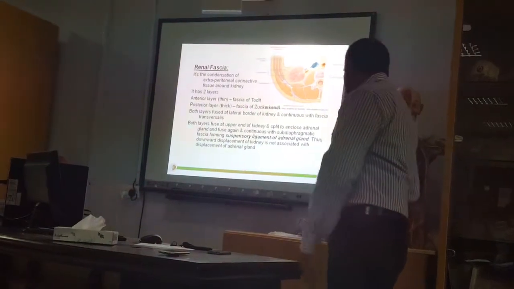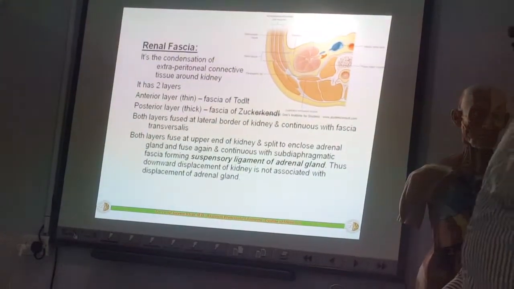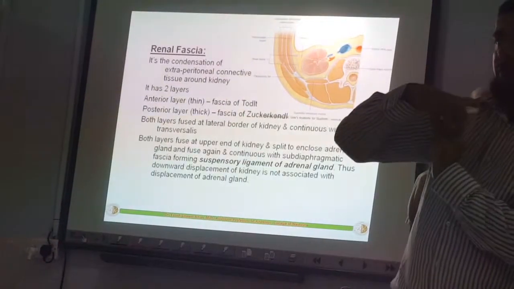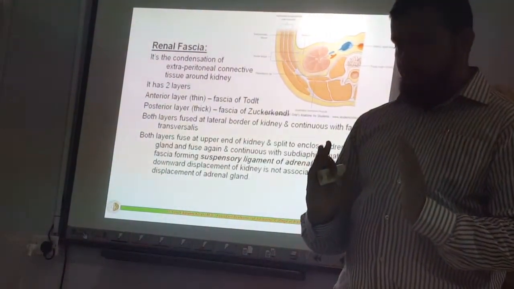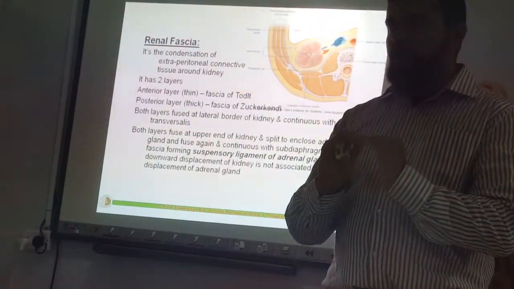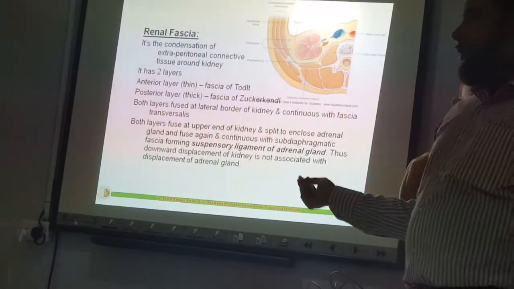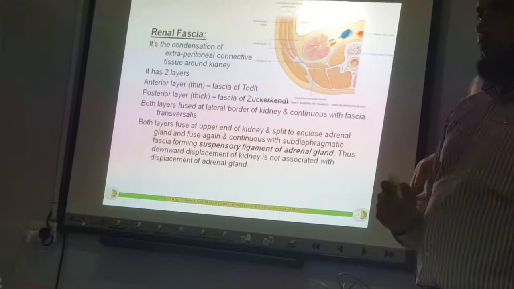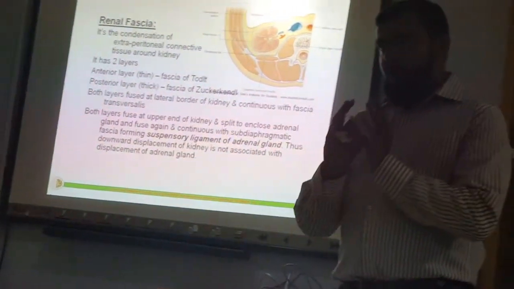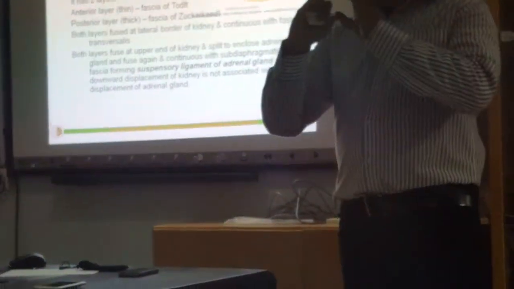The upper end is important because they form a ligament called the suspensory ligament of the adrenal gland. On the upper pole of the kidney there is the suprarenal gland. The two layers go and join at the upper pole between the suprarenal gland and the kidney. Then the second layer goes above and gets inserted into the diaphragm, the subdiaphragmatic fascia. Now it is covering the suprarenal gland well.